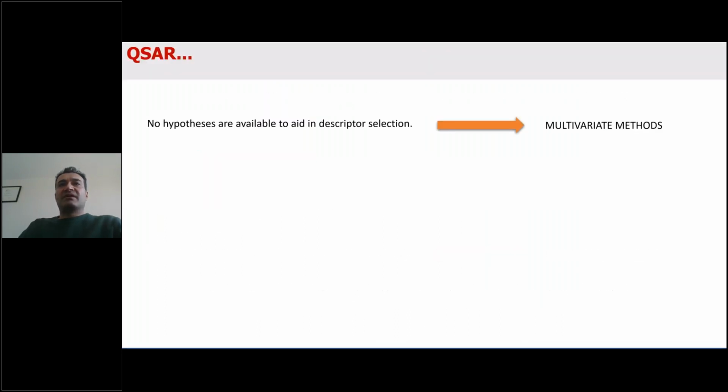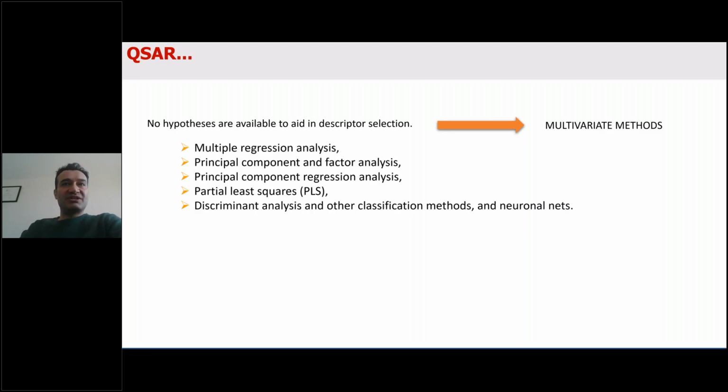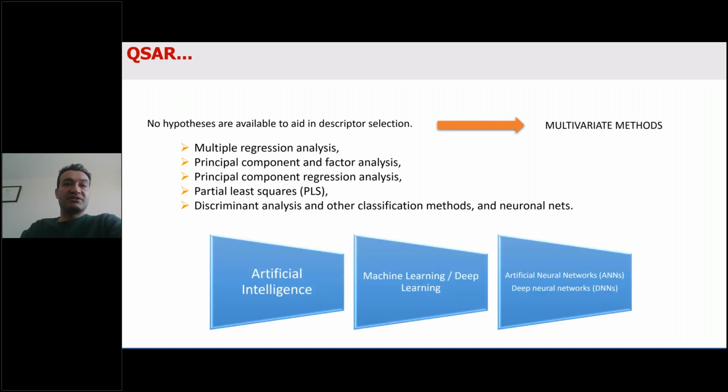If you don't have any hypothesis that helps you in selection of a good descriptor, then you have to use multivariate methods in which you are trying to find the best descriptor that is related with the biological activity. Statistical tools are needed here. For example, multiple regression analysis are used, partial least squares are used, but with the development of computer technology now, we have artificial intelligence that helps us to find out good correlation, more precise, more accurate relationship between parameters and the activity of the molecules.